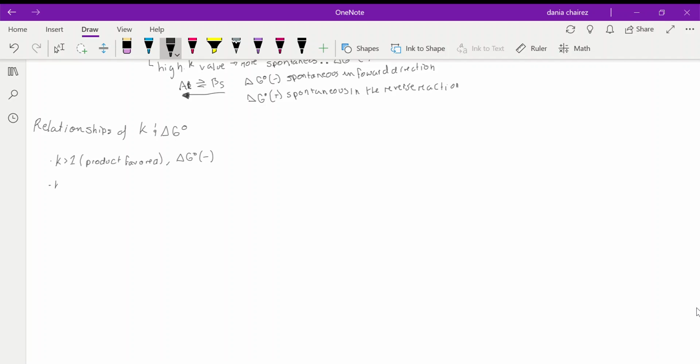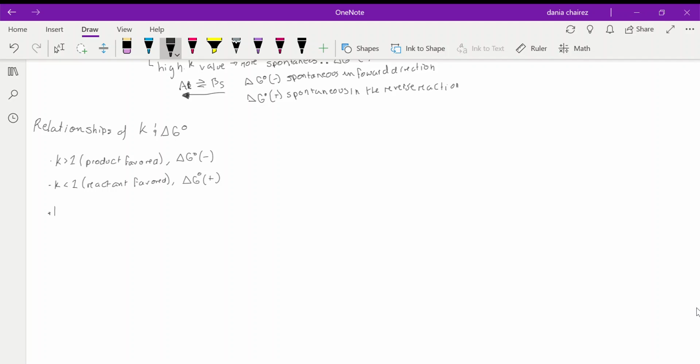And if K is less than 1, it's reactant favored. Then delta G naught is going to be positive. I forgot the naught. It's going to be positive, which means it's non-spontaneous in the forward direction.